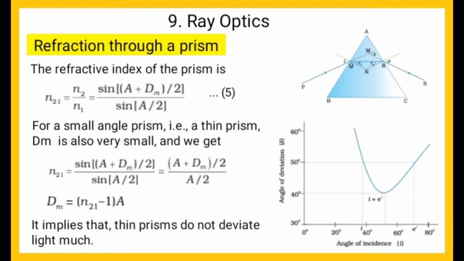For a small angle prism, that is, a thin prism, delta m is also very small, and we get the refractive index n21 is equal to sin of (A plus delta m) by 2 upon sin of A by 2, which is equal to (A plus delta m) upon 2 divided by A by 2. And delta m is equal to (n21 minus 1) into A. It implies that thin prisms do not deviate light much.